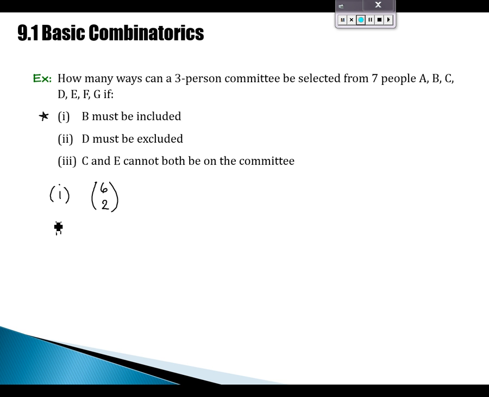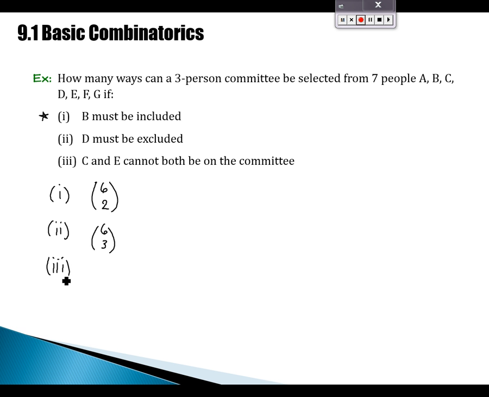All right, and now, new scenario, completely separate scenario. D must be excluded, new problem. How do we do that? What would you do? You take D and throw him in the trash. And then he doesn't exist, so what is it? It's six people from among the only six that we have. Choose three. We have to fill all three spots. Problem two, done.